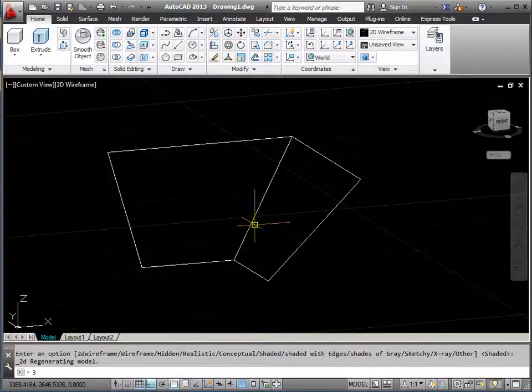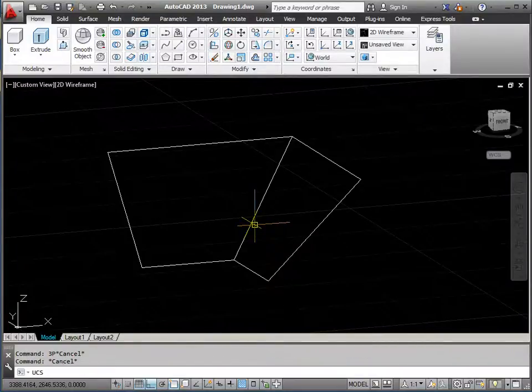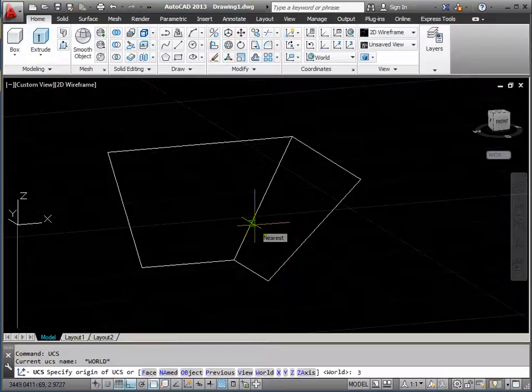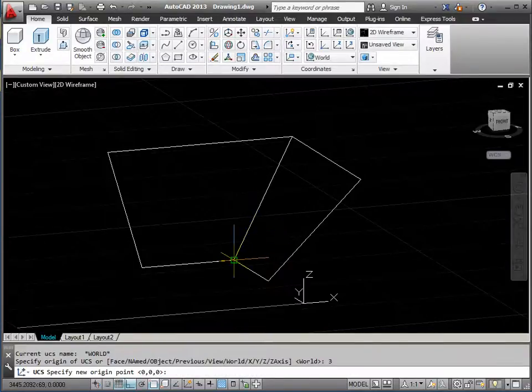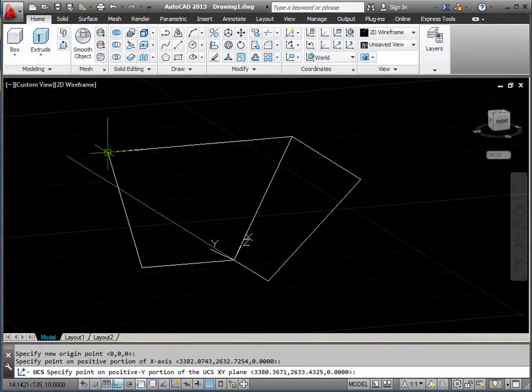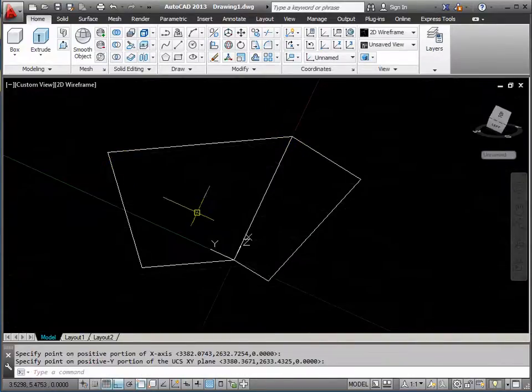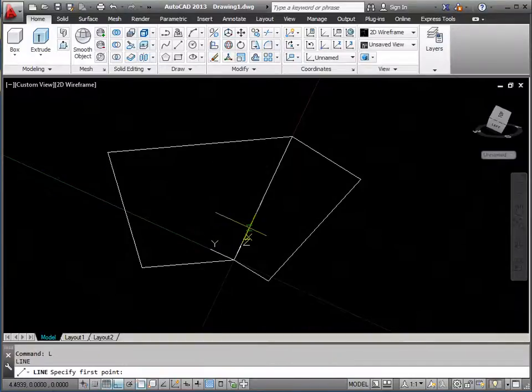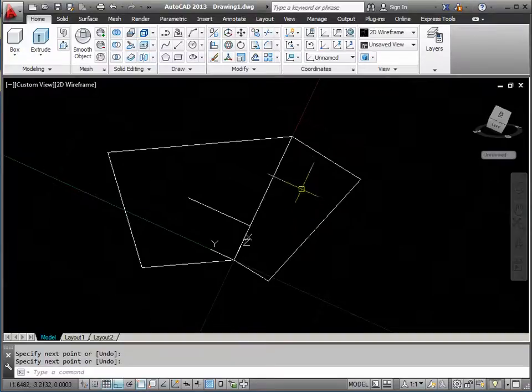So it's UCS, and then I want a three-point, so it's three and return. I'll start here and work on this roof first. So my origin point here, X direction, somewhere up this line, easy one to go for is the corner, and the Y direction if I pick this corner. Then draw a line, can be from anywhere on that roof. Then we set up the three-point UCS for this plane.